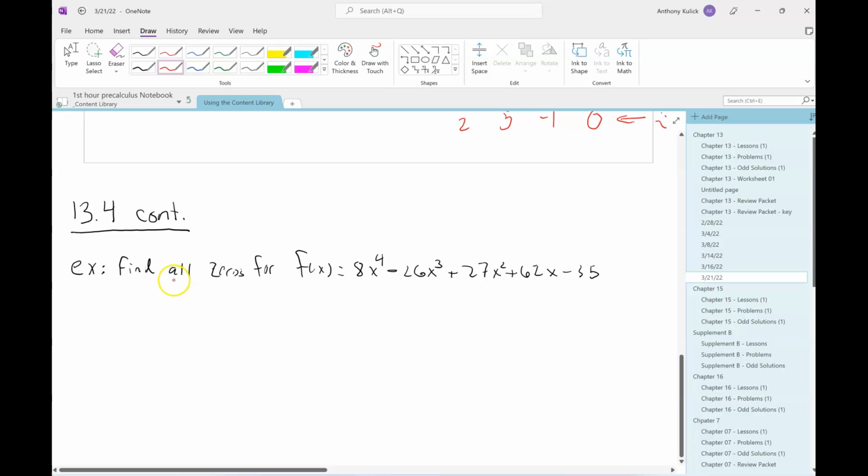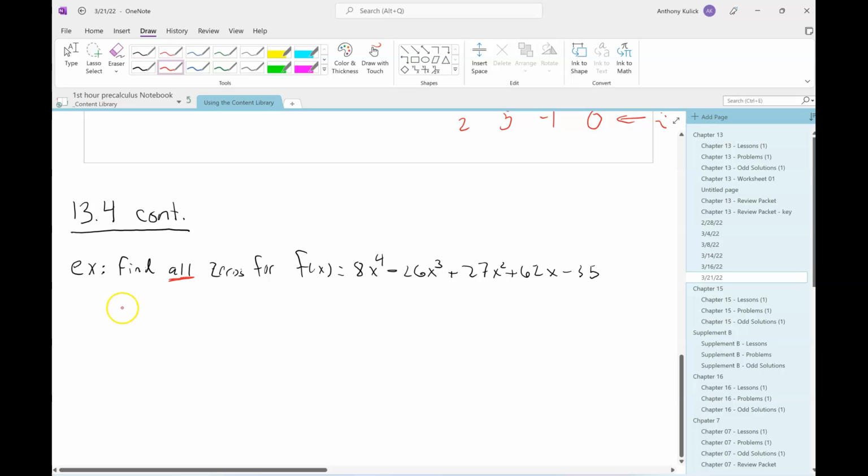Okay, so when we say all the zeros, that's a good indicator to us that we could have imaginary answers, we could have irrational answers, we can have multiplicities, basically all the worst things possible that could happen, right? If it says find all the real zeros, then you don't really have to worry about the imaginary stuff. So it's a slightly easier problem. But here we have all. Okay?